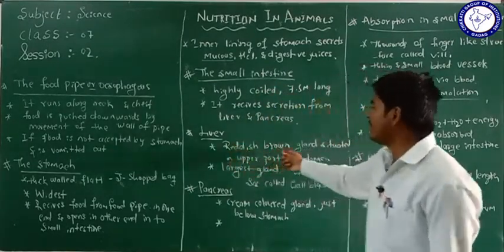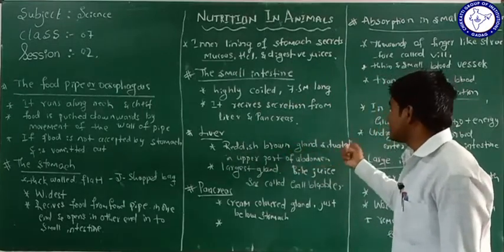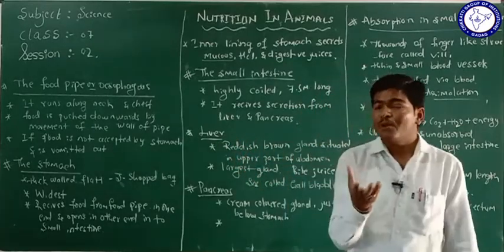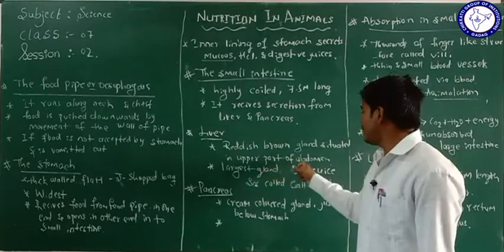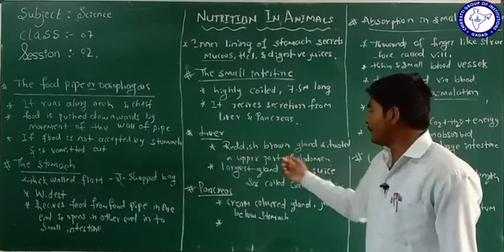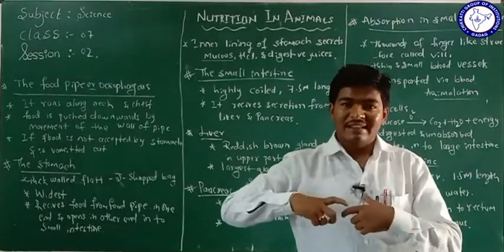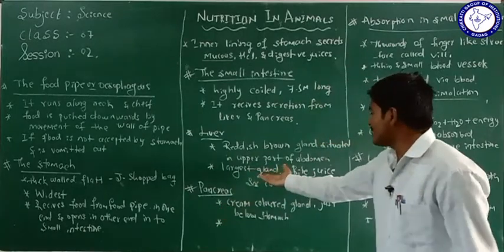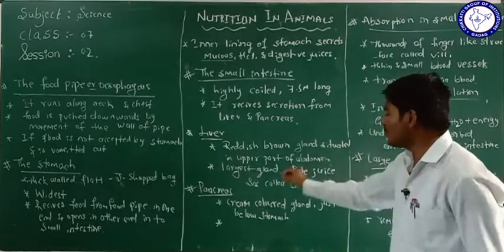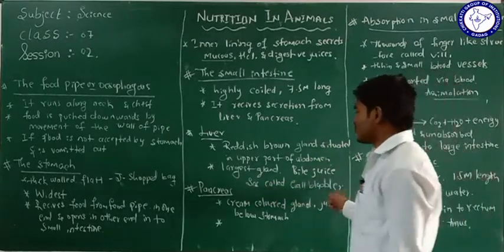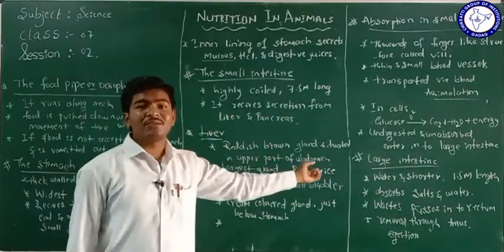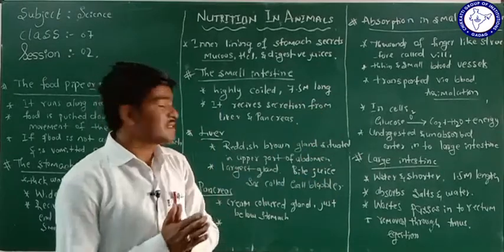The liver is a reddish brown gland situated in the upper part of the abdomen, on the right side. It is the largest gland, and it secretes a juice called bile juice, which is stored in a sac called the gallbladder. This is a very important juice which is secreted by the liver.